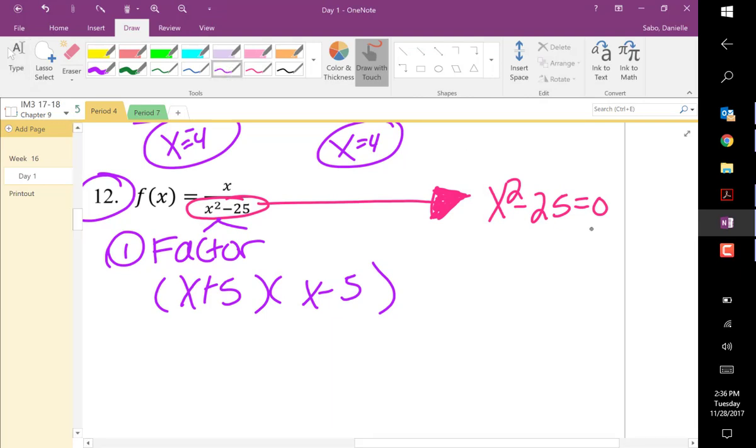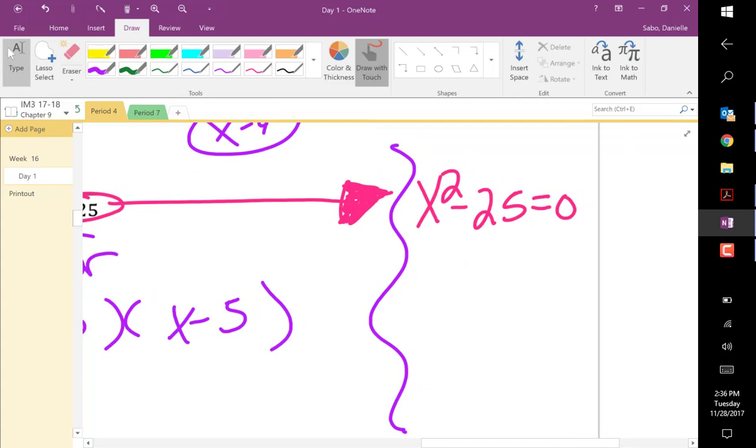What would I have to do to both sides to solve for x in this situation? I want to show you a quick method if you're pretty good with square rooting stuff. How would I get x alone? What do I got to do to both sides first? So I get x squared equals 25. Does anyone know how to get rid of a squared? Think of what you did when you factored. What did we have to do?